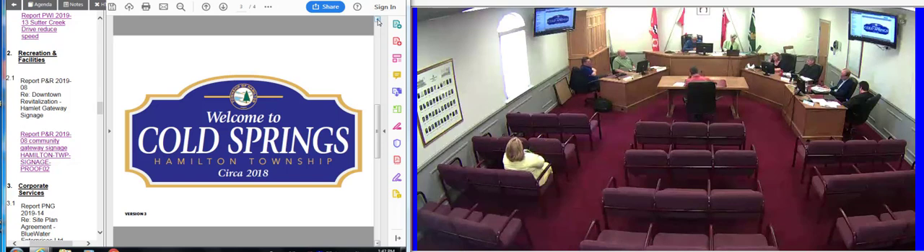I'll make a motion that we use version number 3, that we remove Hamilton Township from the bottom, that we remove Circa 2018 from the bottom, that we increase the size of the logo instead. Do we have a seconder? Yes, Mark.